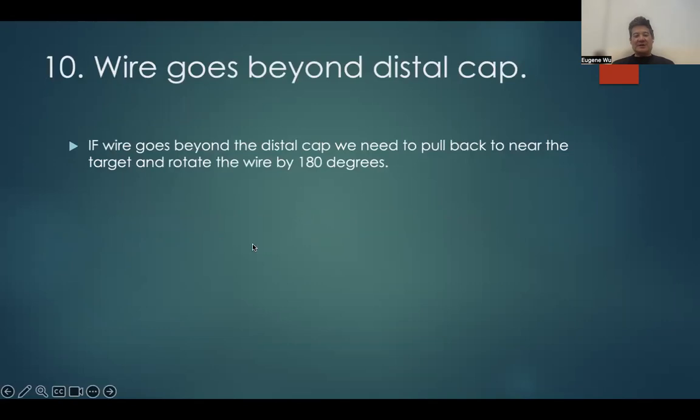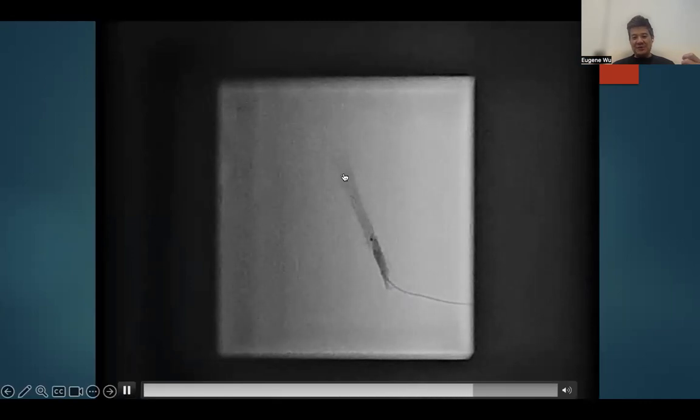Okay. Number 10, the wire goes beyond the distal cap. If the wire goes beyond the distal cap, we need to pull back near to the target, rotate the wire by 180 degrees, and push forward. Now, I've done this in a model. This is a contrast model. This sort of slightly stained is the CTO body. There's a fine cross in the distal cap, and this injection stains the distal true lumen. Okay, so this is the model.